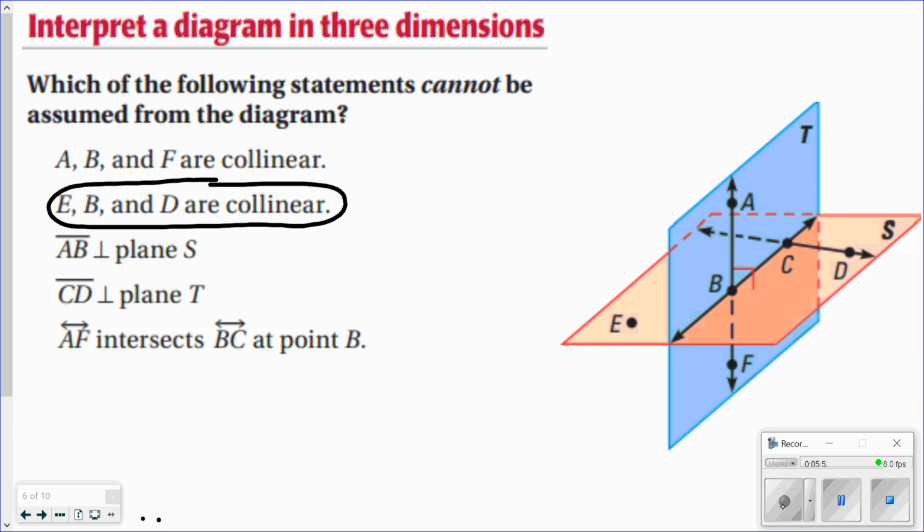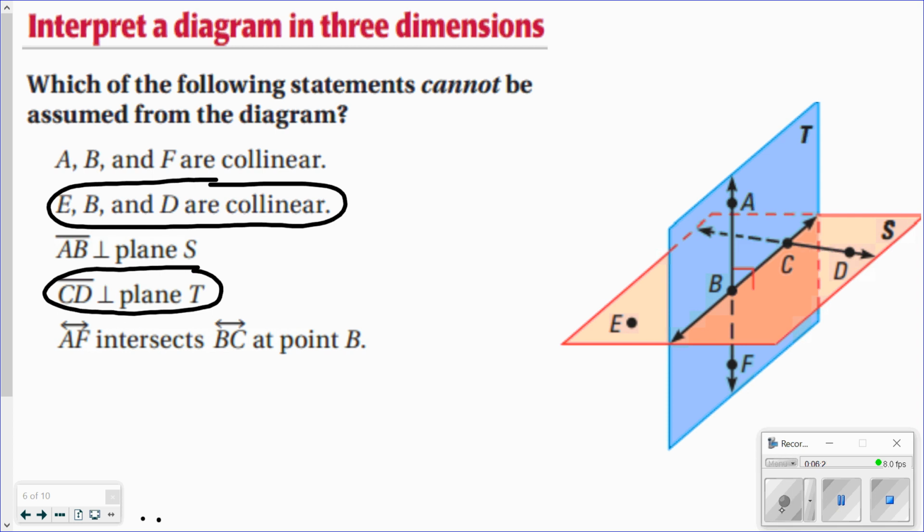Next is segment CD perpendicular to plane T. So I see line CD here, and I'll highlight it. And plane T is the blue plane. And I do not see a red box anywhere. So can I assume that those are perpendicular? The answer is no. So I am going to circle that there.